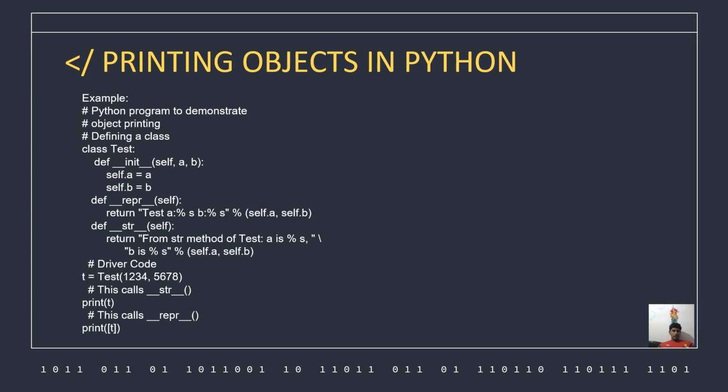And next the driver code. t is equal to Test of 1234, comma 5678. This calls the str method. And then print t. This calls the representation method. It largely prints t.